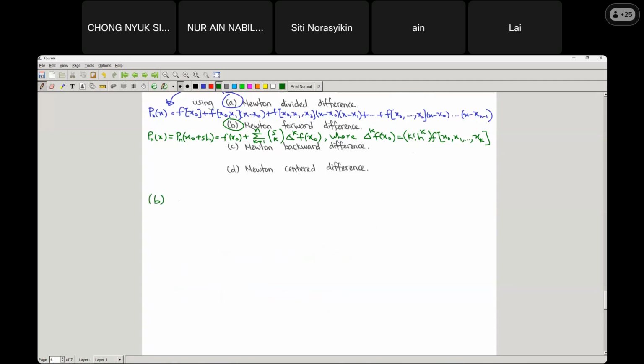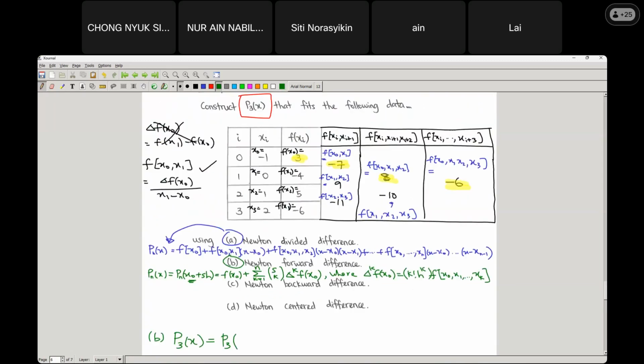It's the same thing. We want to find P3(x), so now your n is equal to 3. Now my x0, what is the value that I have for x0? x0 is -1, so you substitute -1. What is your h? To find the h, let me erase this part.